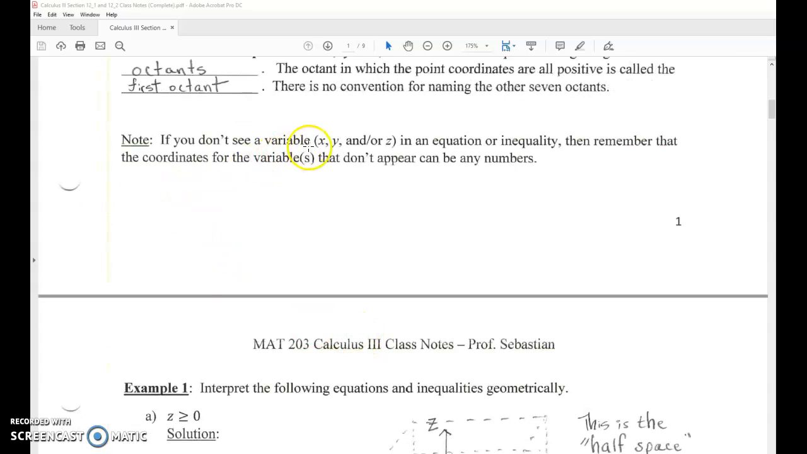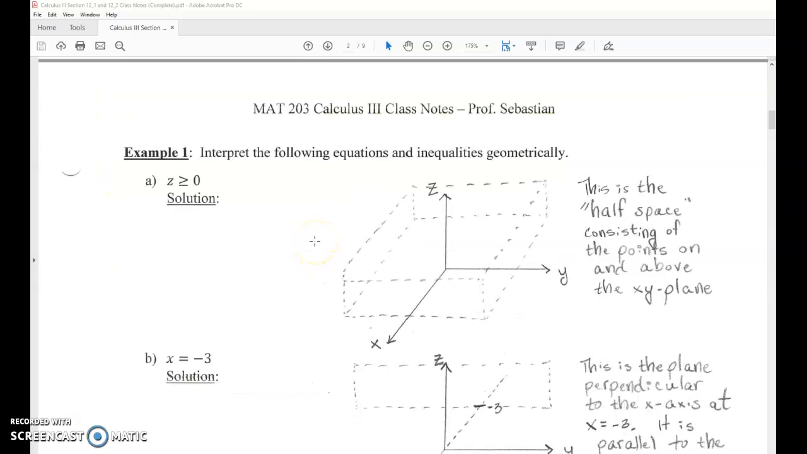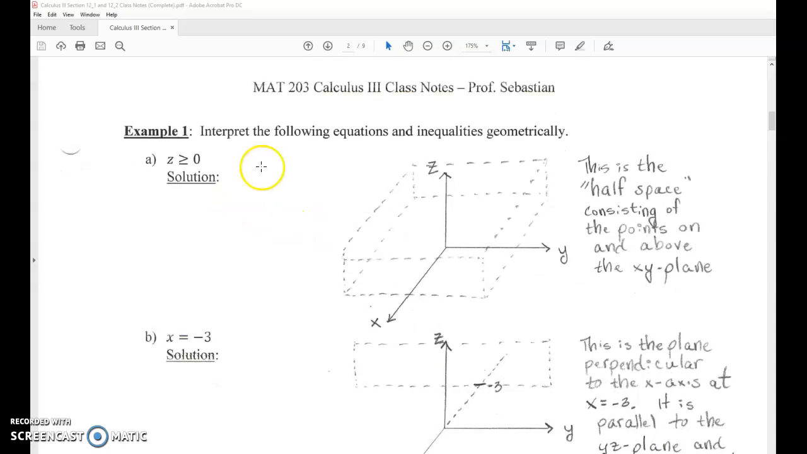So remember, if you don't see a variable x, y, and or z in an equation or an inequality, then remember the coordinates for the variables that don't appear can be anything, okay, any numbers. So let's go through our first example. In our first example, we want to interpret the following equations and inequalities geometrically.